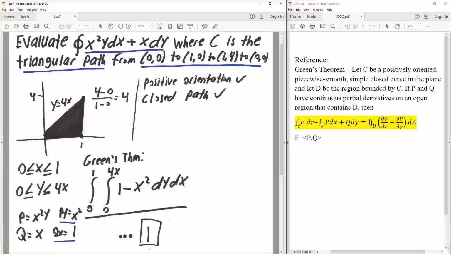And on the inside, 1 minus x squared, we get that from Qx minus Py. So Qx minus Py. And when we take the double integral of this, we would get 1. And that's all we need to do.